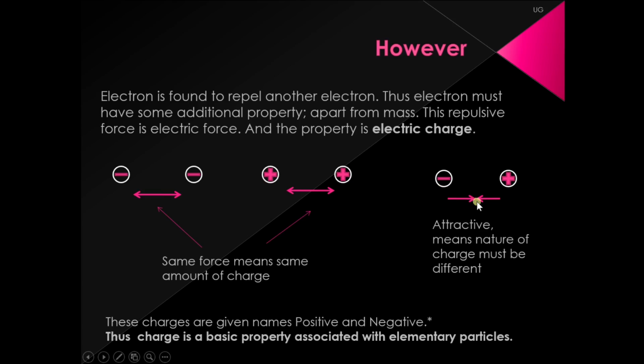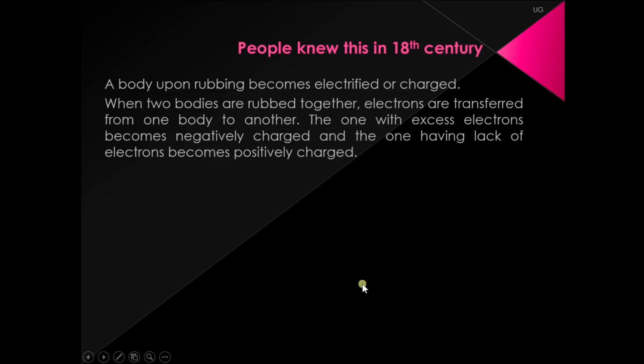So, there is one more thing, that the nature of charge must be different, and Benjamin Franklin named the two charges, or the nature, positive charge and negative charge. That does not mean that negative charge is less as compared to positive charge, that is just a naming convention. Thus, a charge is a basic intrinsic property associated with elementary particles.